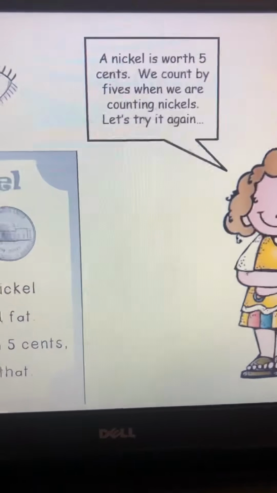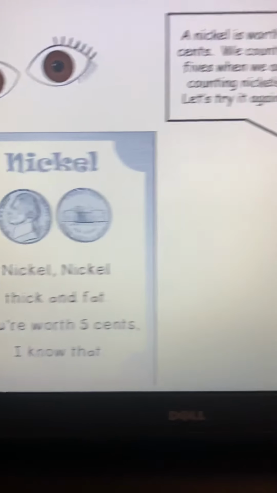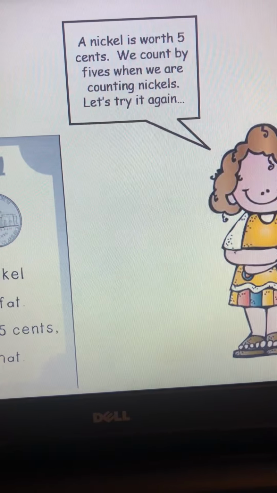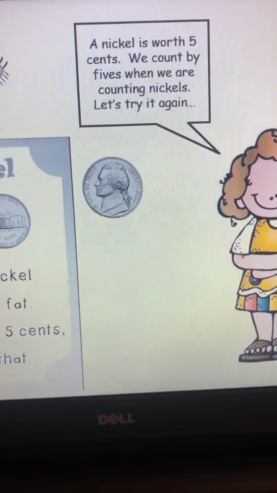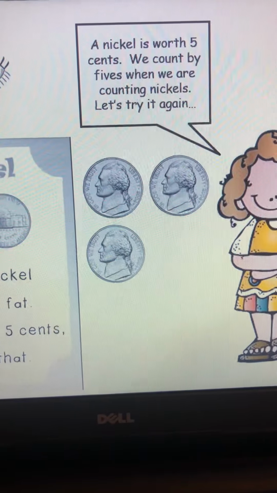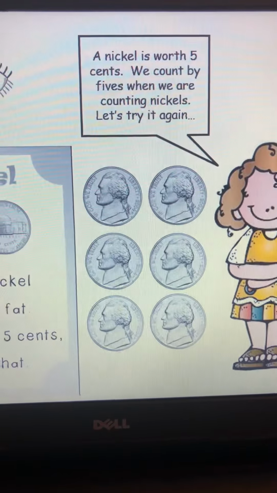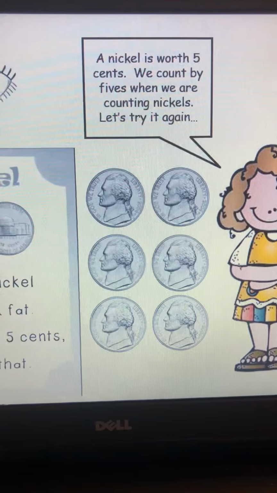A nickel is worth 5 cents. We count by fives when we're counting nickels. Let's try again. 5, 10, 15, 20, 25, 30. So that's 30 cents. We counted by 5.